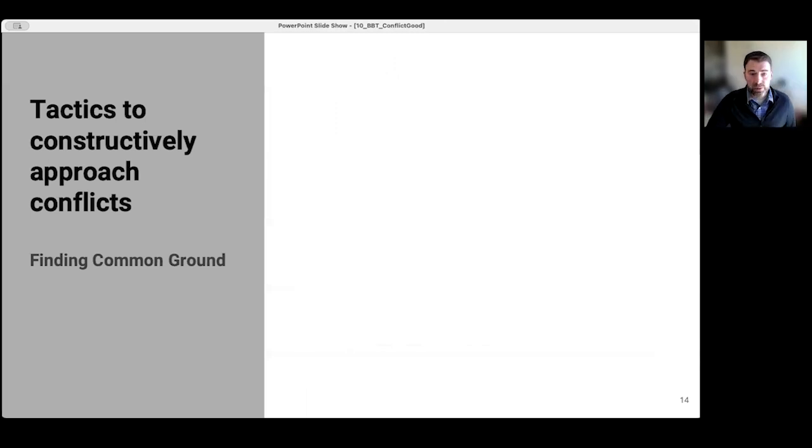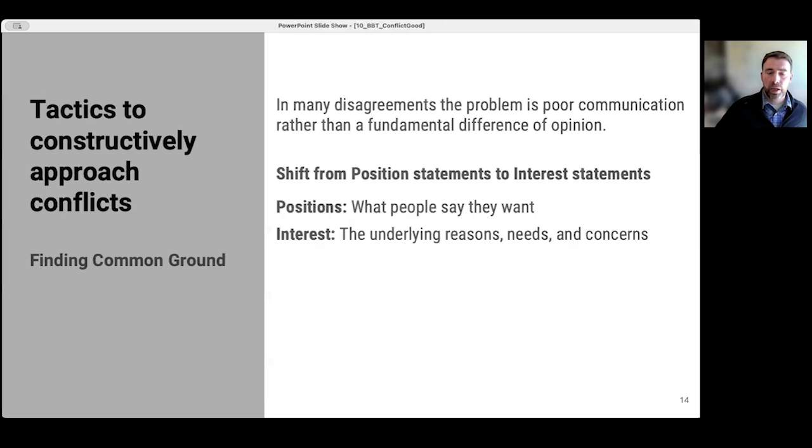This is another mechanism. It's one that can be used in conjunction with the formalized one, but it's a way to find common ground. This one shifts from a position statement to an interest statement. What does that mean? Shift your thinking from what people say they want to the reason that they're asking. What is their real need? They may not be communicating their needs effectively because they're in a situation where they're just saying what they want.